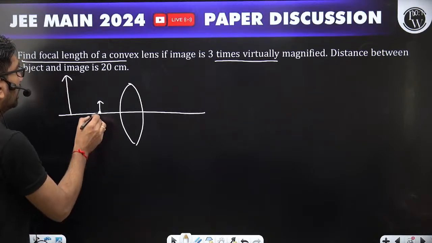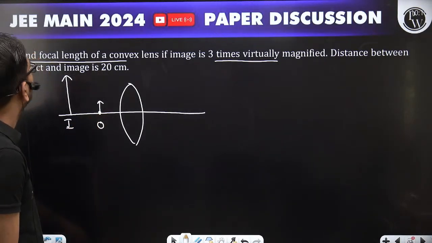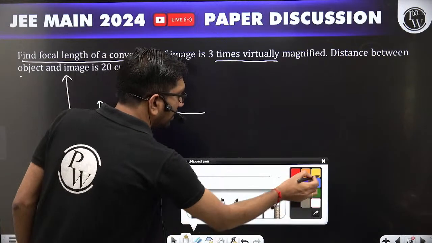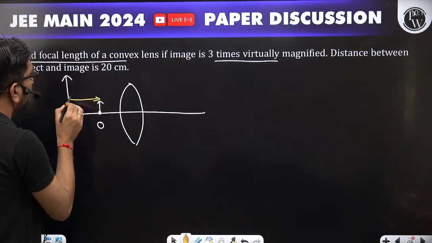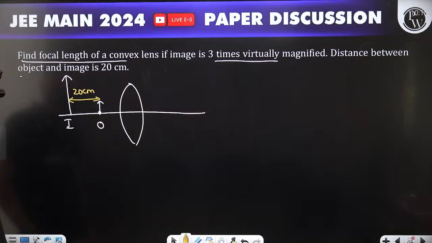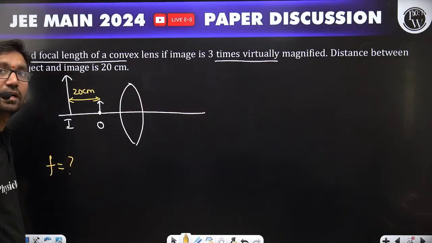Now see here, beta. This is the object, the image we get here. The distance between the object and image is 20 centimeter. This distance is given as 20 centimeter. What we have to find out? Find the focal length. The focal length we have to find out, beta.